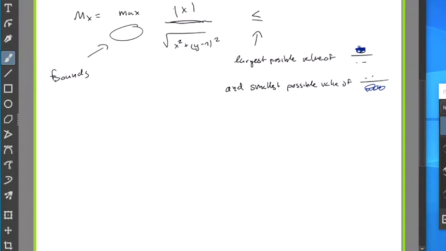Okay, so how large can x be? Well, x goes between 0.9 and 1.1, so the largest possible value is 1.1. So that was no problem. How small can we make the expression inside the square root? Well, again, x squared goes between 0.9 and 1. So the smallest possible value there is 0.9.